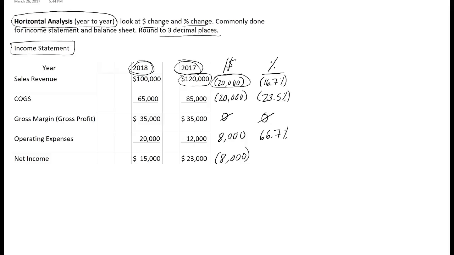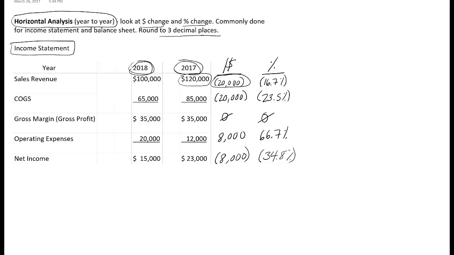And then the final amount, net income, that's decreased by 8,000. So negative 8,000 divided by 23,000. Our net income has decreased by 34.8%. So those are the calculations for the horizontal analysis. We do the dollar change and also the percentage change.